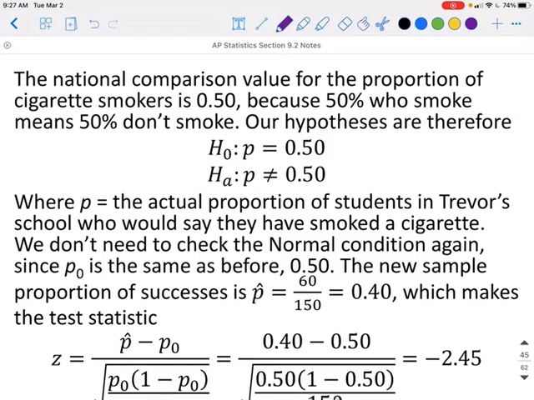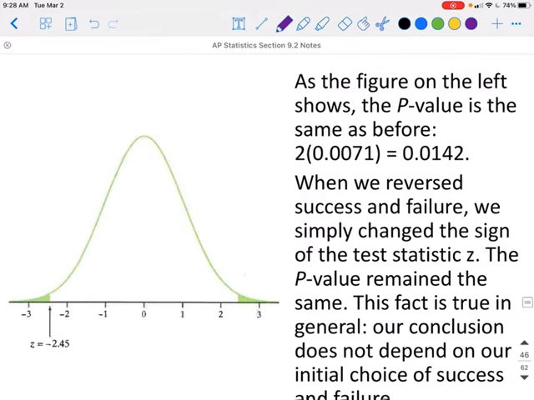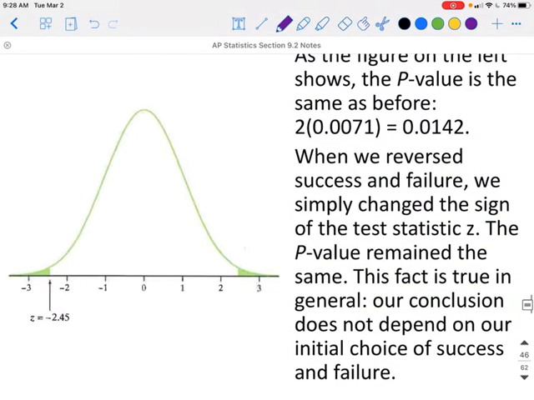So we're still going to have the same null and alternative hypotheses. The null hypothesis would be that 50% of them have smoked, and the alternative would be that it's not 50%. Our p hat is going to change, so it's going to be 60 out of 150, which gives us 0.4 for our p hat. If we find our z-score, it's going to be negative 2.45.